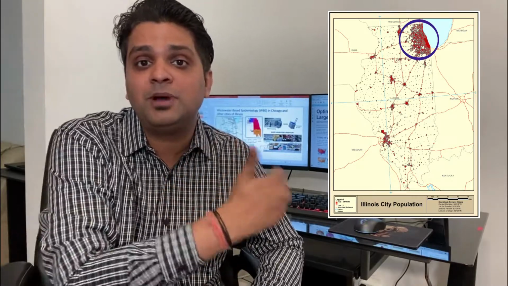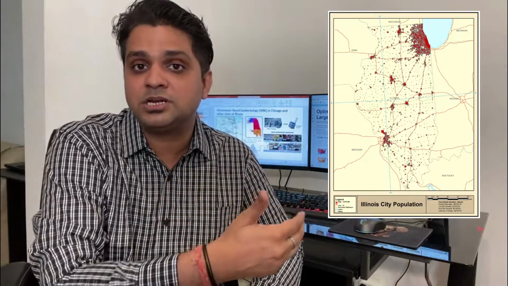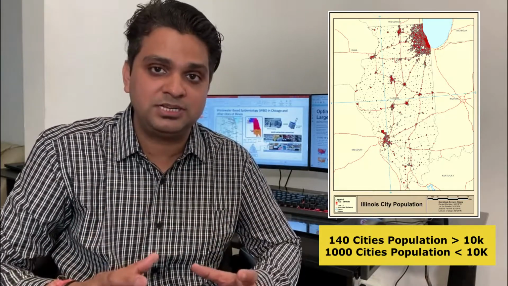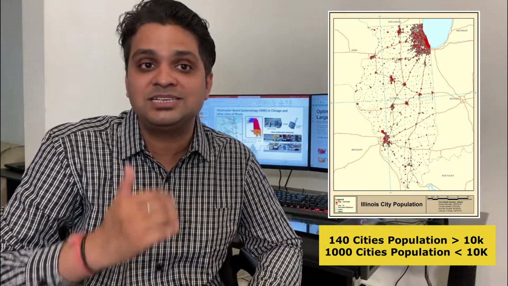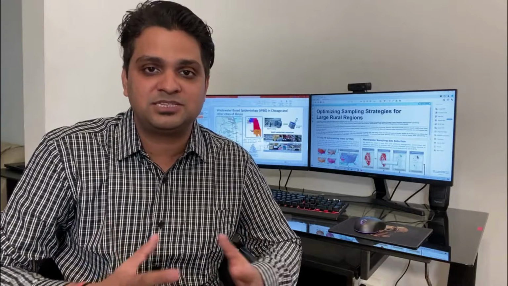The state of Illinois is primarily a rural region comprising 58,000 square miles with a population of 16 million. Over half of the Illinois population lives within 50 miles of Chicago city. Outside of Chicago city, Illinois has 140 cities with a population greater than 10,000 and 1,000 cities with a population less than 10,000. So, to understand and track an infectious disease such as COVID-19 across these communities, a comprehensive wastewater sampling plan would involve 1,000 wastewater treatment plants and countless private septic systems.